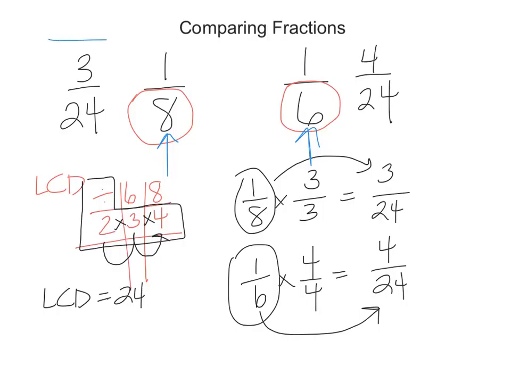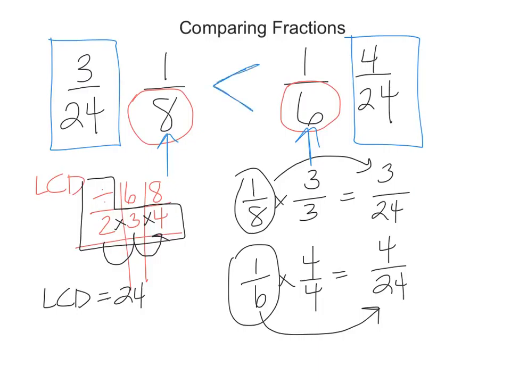So now I can compare these fractions, and instead of looking at 1/8 and 1/6, I can look at these fractions that are now cut into equal pieces. And if you notice, 3/24 is one piece away from 4/24. So 3/24 is less than 4/24, or 1/8 is less than 1/6.